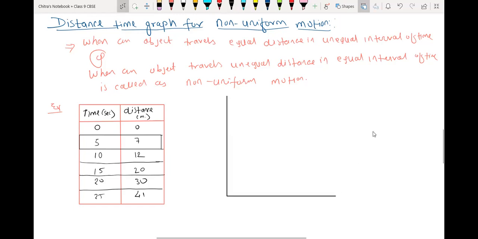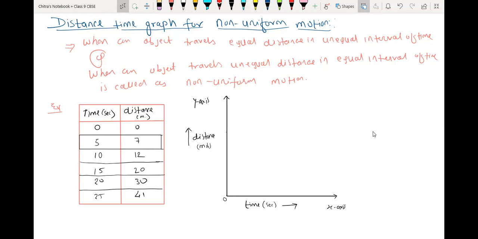Okay, this is the y-axis. This is x-axis. On x-axis we are taking time, and time is in second, so I'm writing second. And on y-axis we are taking distance, and distance is in meter. Here we have both the point 0.